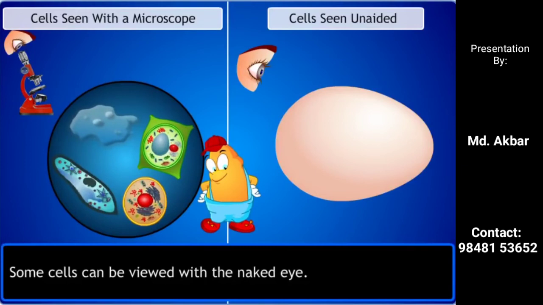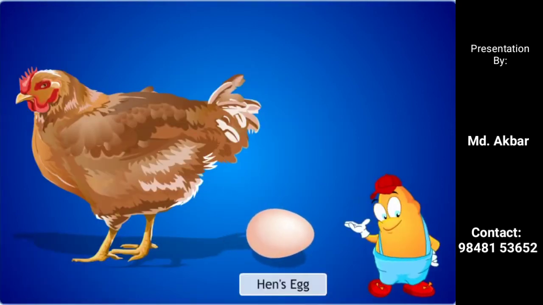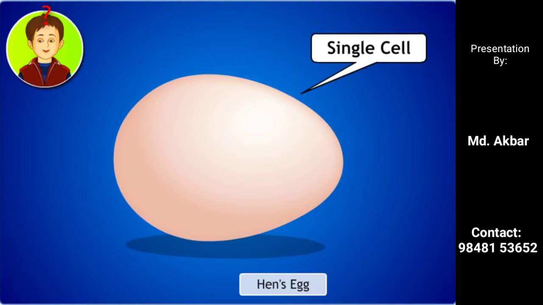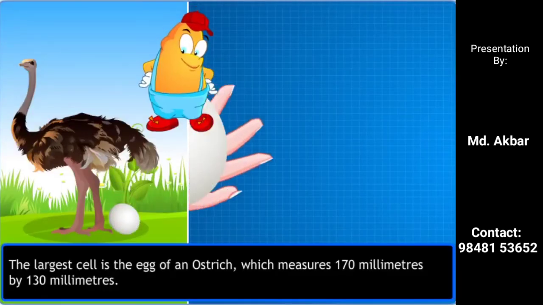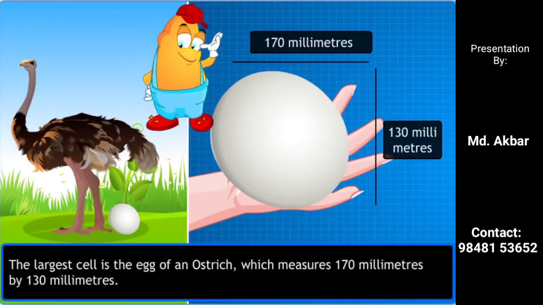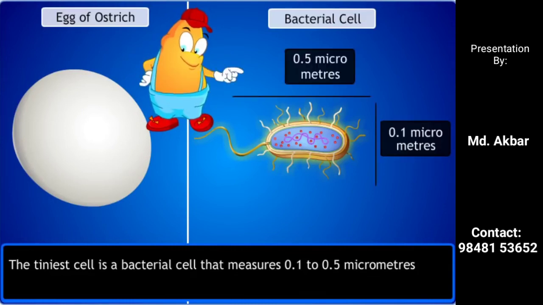However, to answer your other question, there are some cells that can be seen with the naked eye. Oh, what cells are these? Well, one is a hen's egg. It is a single cell. You don't need a microscope to see it. You probably eat eggs at breakfast often. That's true, but I never knew it was a single cell. The largest cell is the egg of an ostrich, which measures 170 millimeters by 130 millimeters. At the other end of the range, the tiniest cell is a bacterial cell that measures 0.1 to 0.5 micrometers.